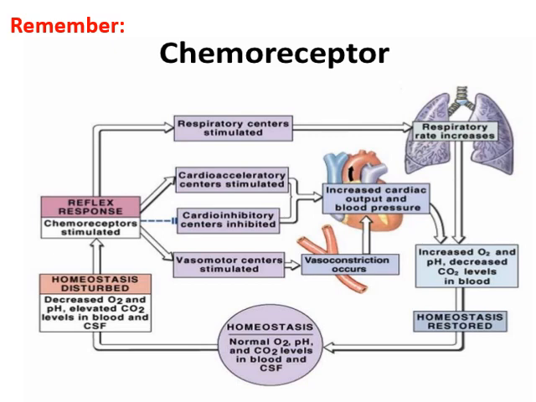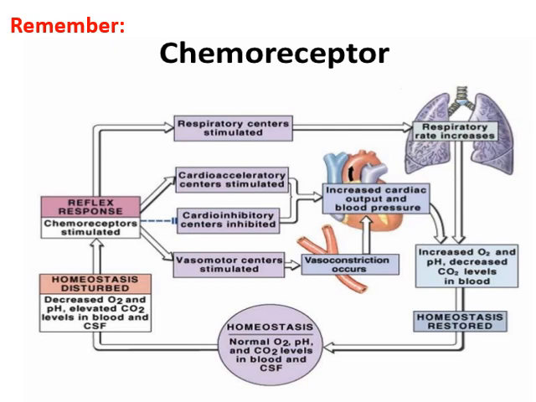They will send impulses to the cardiac center and the respiratory center. For the cardiac center, the aim is to elevate the arterial blood pressure. So there is stimulation of the cardiac acceleratory center and vasomotor center and inhibition of the cardiac inhibitory center. The end effect of this is to increase the cardiac output and increase the total peripheral resistance.